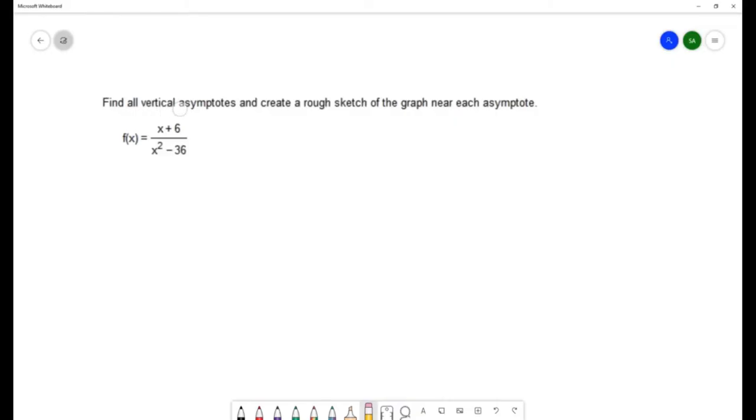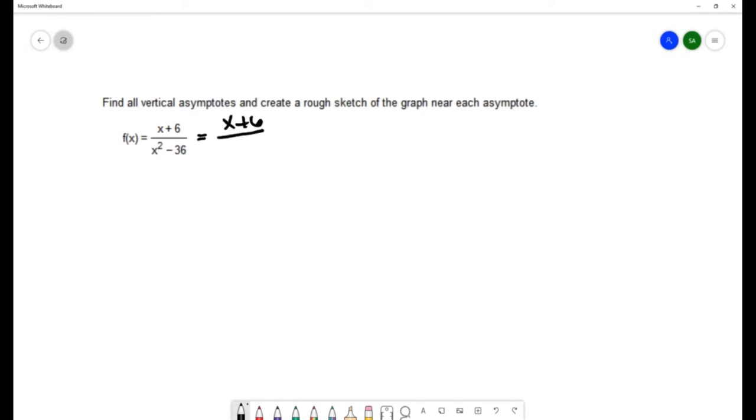Find all vertical asymptotes and create a rough sketch of the graph near each asymptote. So we're looking for vertical asymptotes on this example. To find vertical asymptotes, we need to write this function in factored form.